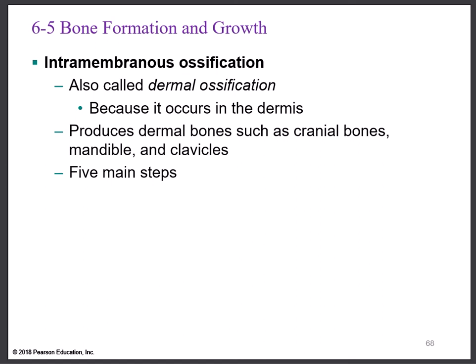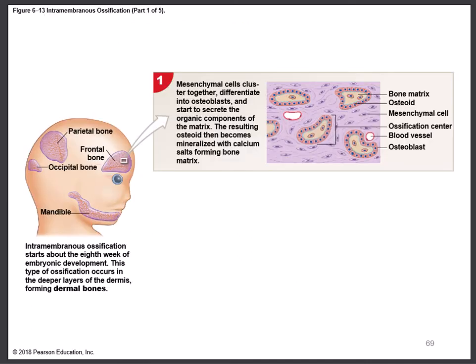Some people call it dermal ossification. This is because it occurs in the dermis of the skin. If you remember, the dermis is the part under the epidermis, and it produces bones that are going to be our cranial bones, the mandible or the jawbone, our clavicles, and more of the flat types of bones. This is broken down into 5 main steps.